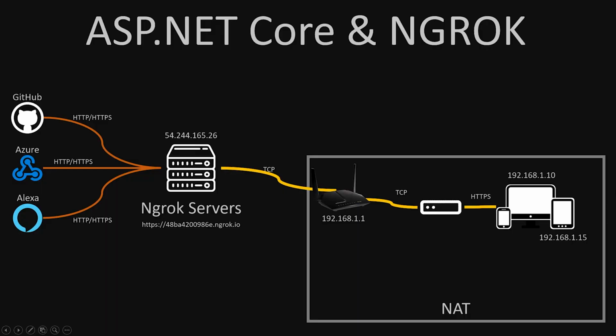Okay. The reason that we are doing this is that this internal network is on a NAT, or what we call network address translation. These IP addresses are not routable IPs. They are private IPs. In other words, they cannot be reached from the outside.